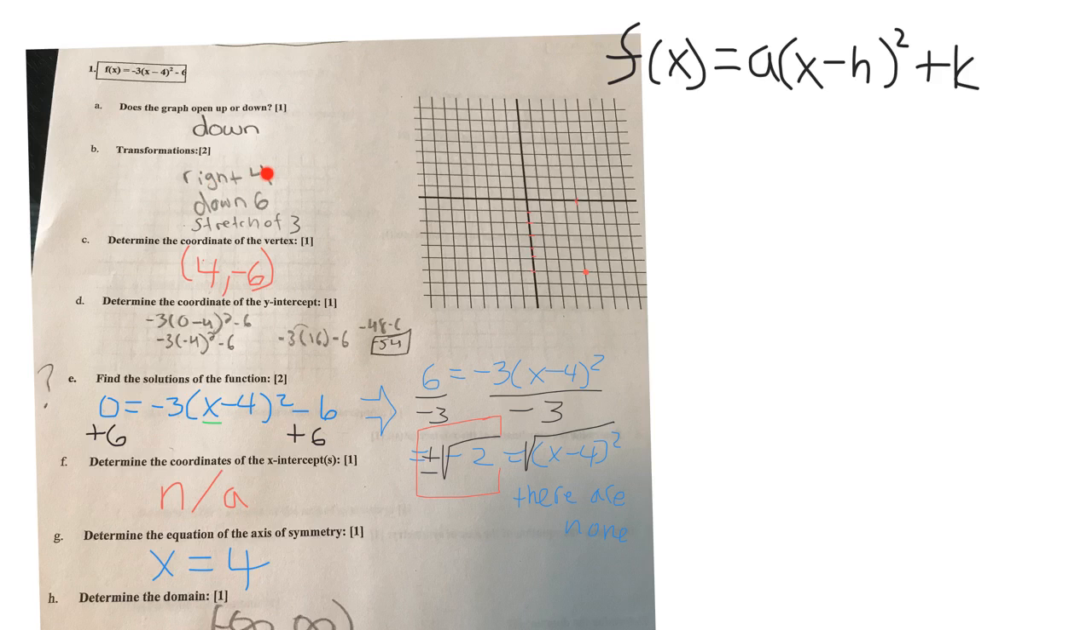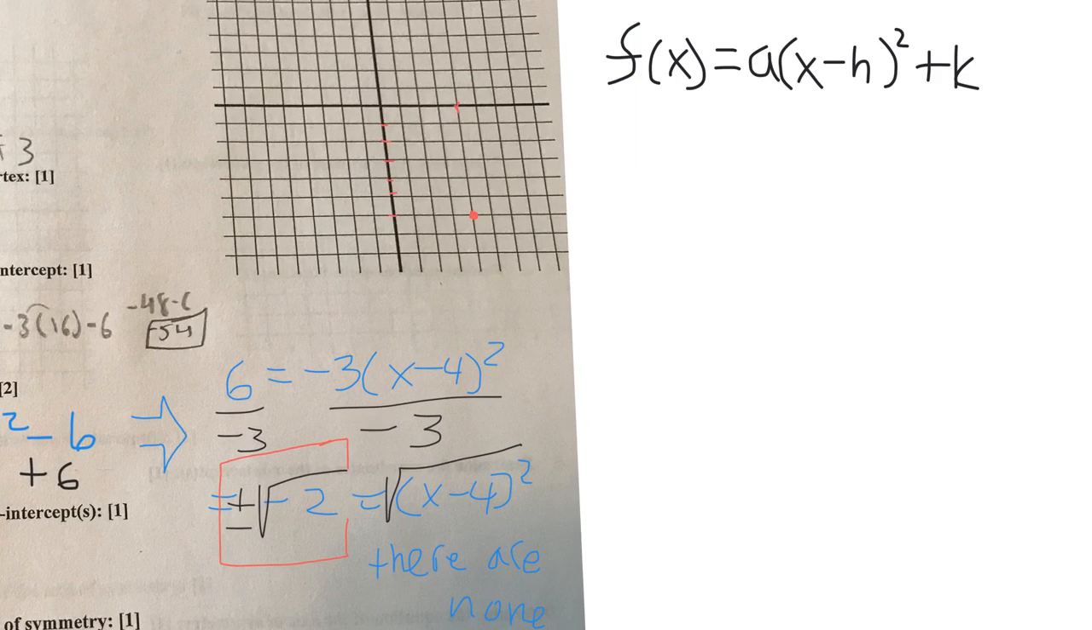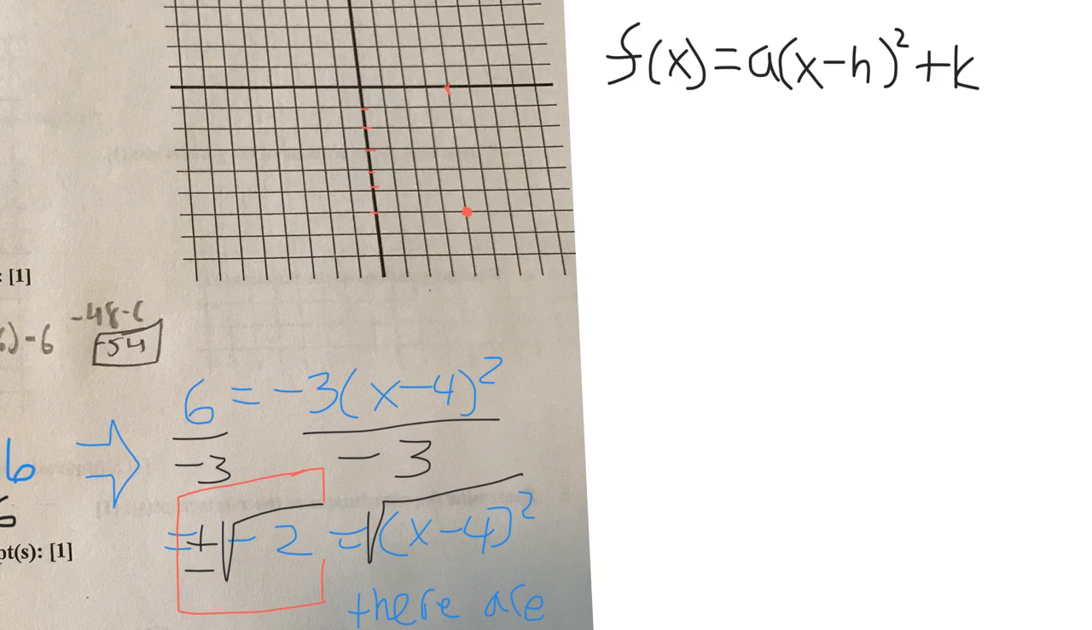Now, we don't really need to worry about the right 4 down 6, because that part was already taken care of with the vertex. In fact, the vertex tells us that it goes to the right 4 and down 6. It's embedded within the vertex. One thing we do need to take into account, though, is the fact that it opens down and the fact that it is a stretch of 3. Now, there's a couple ways you could go about this, but here's the way that I would suggest. If it's a stretch of 3, that means that this thing is narrower than it typically would be.